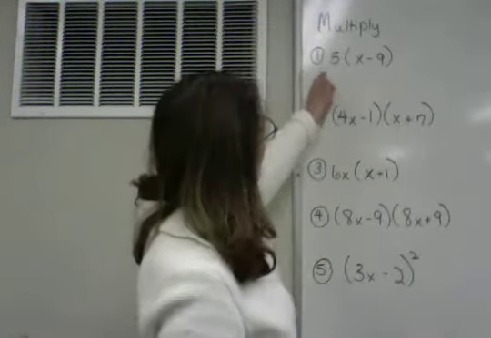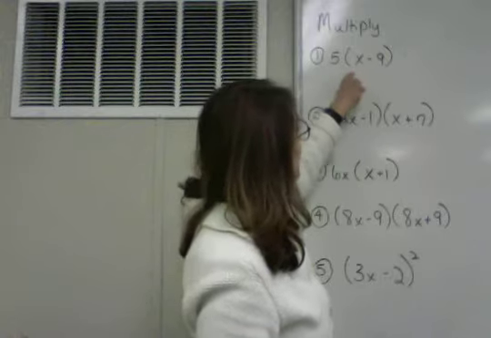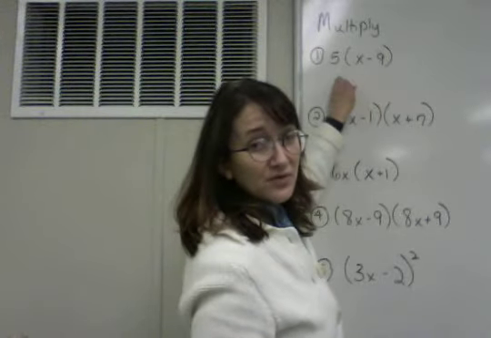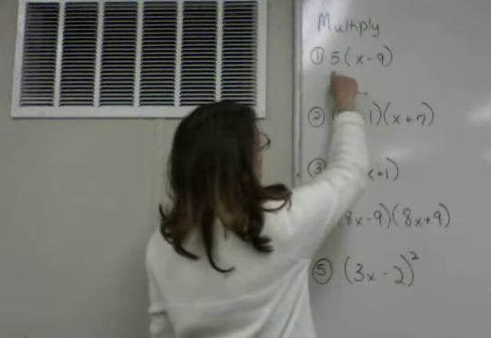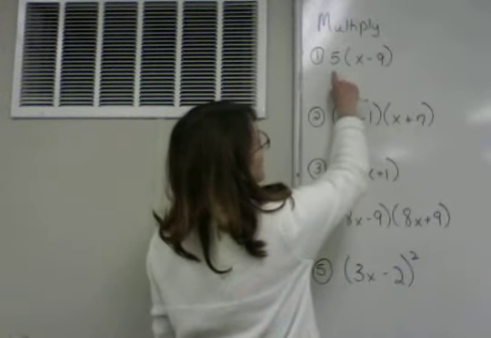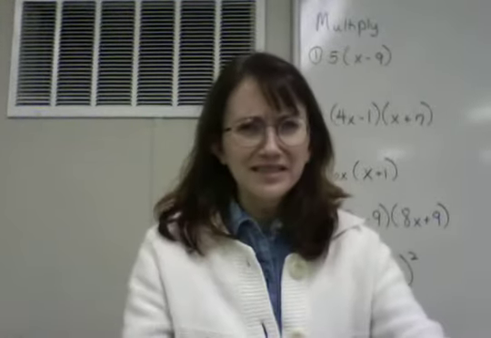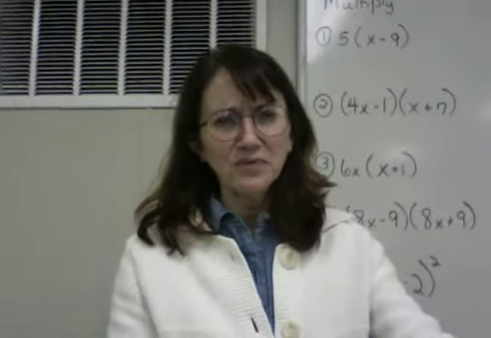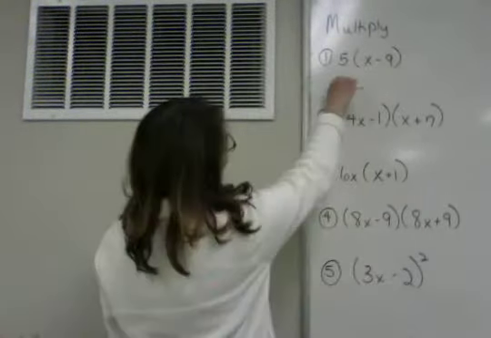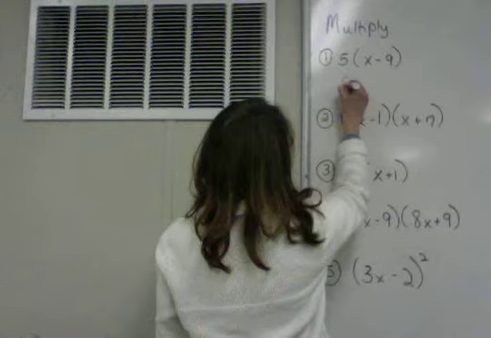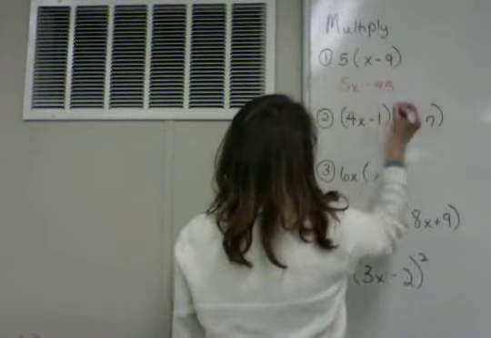So we have 5 times x minus 9. So this is a binomial. I'm multiplying it by a monomial, which is 5, and I need to use the distributive property to make sure that the 5 is multiplied to both the x and also the 9. So 5 times x would be 5x. 5 times a negative 9 would be a negative 45.